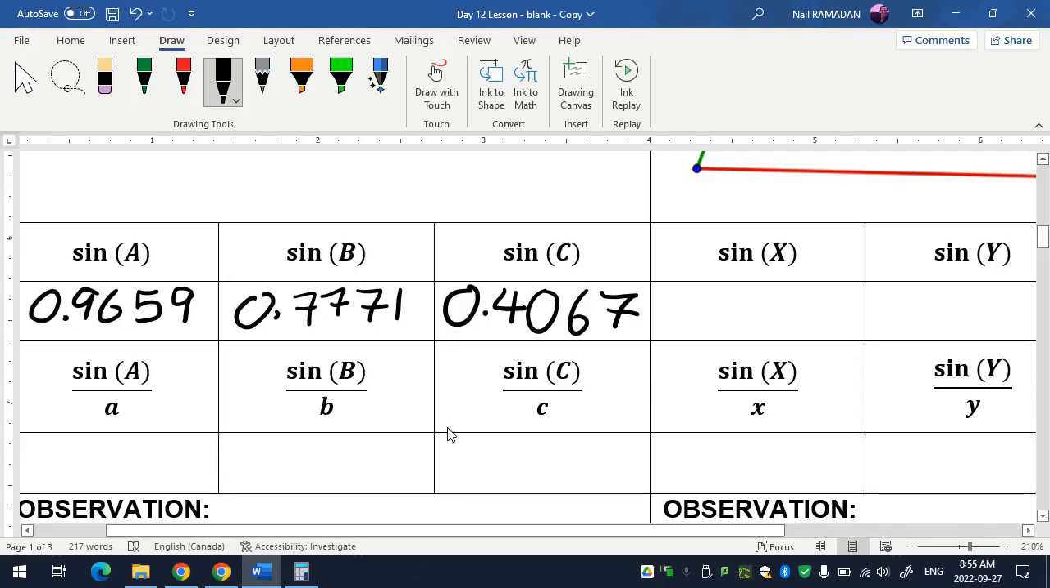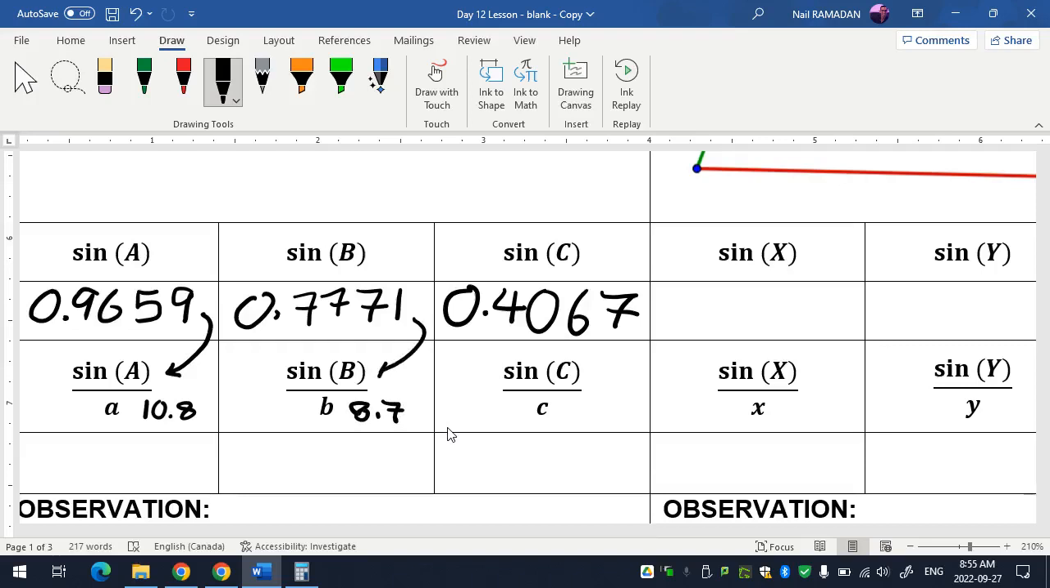What was the length of A? Can someone remind me? Okay, so I'm just going to write 10.8 here. What was the length of B? Was it 8.7? 8.7, and this guy is here. And C was 4.5, and this was this number.